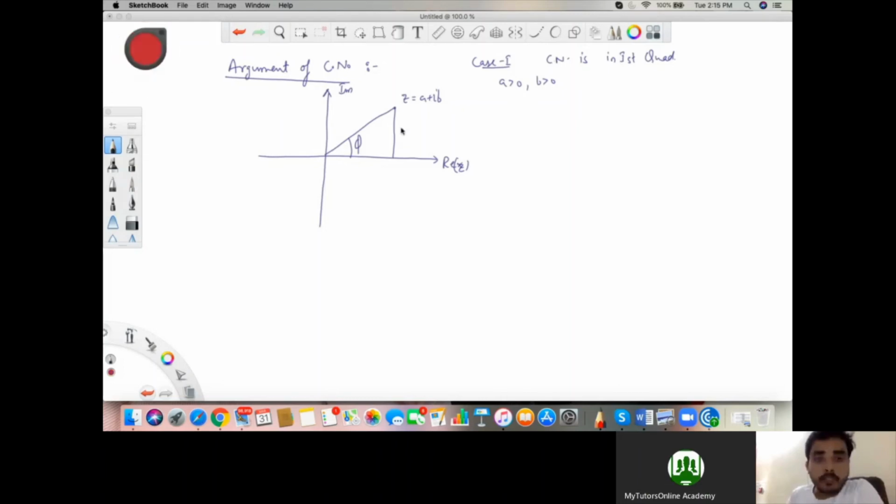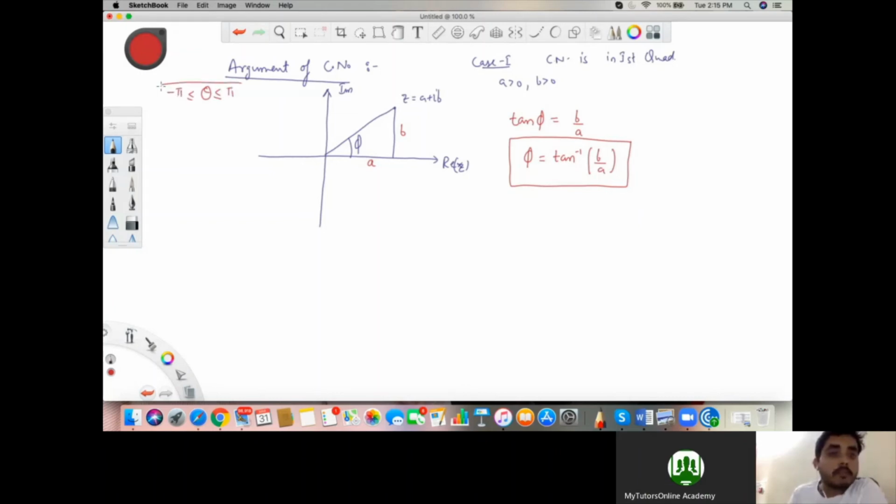Okay, that is this distance is b, this distance is a. So I can use trigonometry and tan phi will be equal to b by a, and hence phi will be equal to tan inverse b by a. So this is the argument when the complex number is in the first quadrant. And kindly note that the argument theta or phi will always lie between minus pi to pi. This is the principal argument, lying in minus pi to pi.